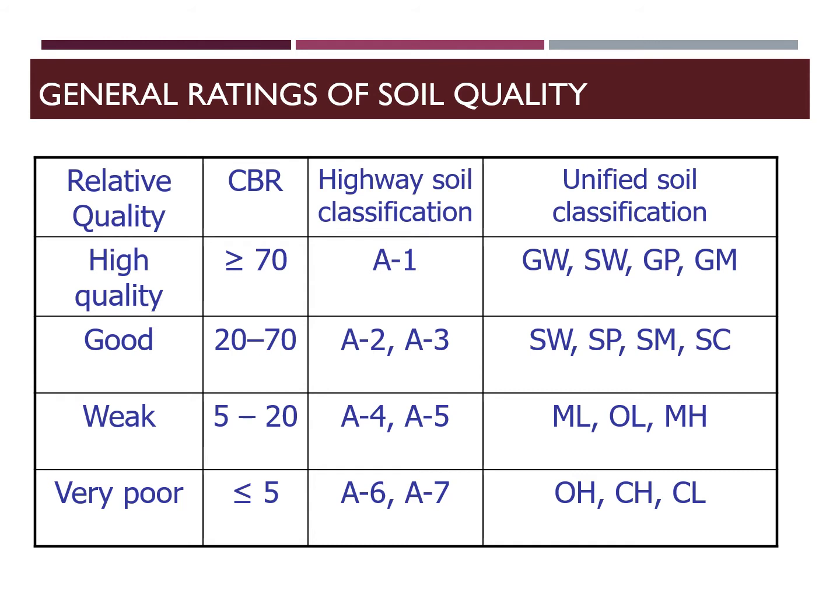If the CBR is between 5 and 20, it means that the soil is actually weak for subgrade, and if it's less than 5, it's very poor. In that sense, you have to consider removing the soil or doing some process on the soil, such as compaction or mixing with additional materials to increase the CBR values.